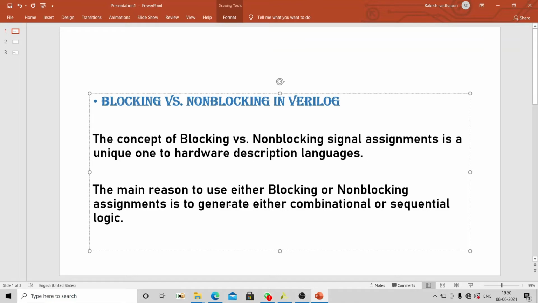Whereas, for example, if you are working with serial-in parallel-out shift registers, we are giving the clock to all the flip-flops at a time. So each and every flip-flop is working concurrently, or in parallel. In cases which involve sequential elements like flip-flops, latches, etc., we must use non-blocking assignments, because hardware works on the basis of non-blocking assignments.